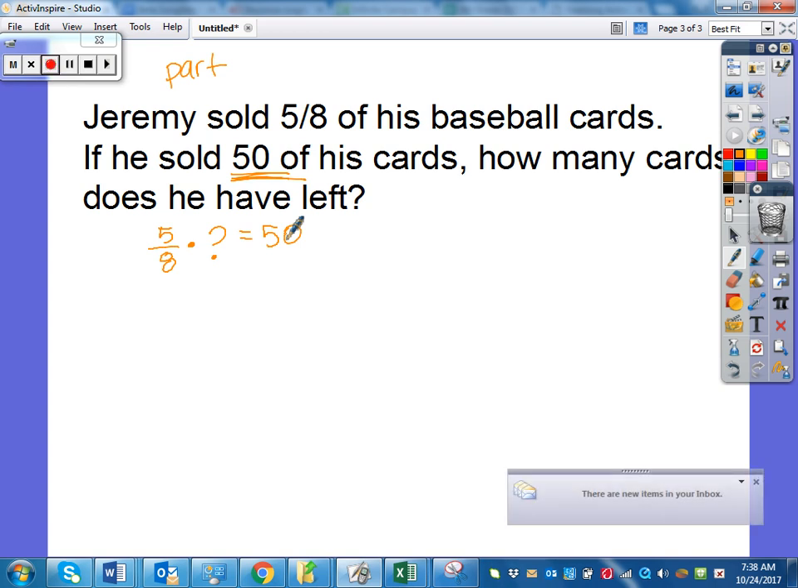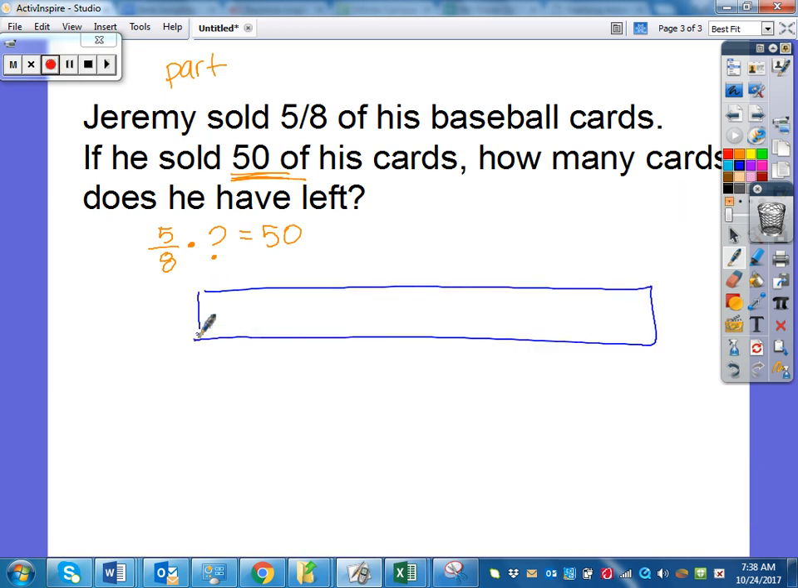For right now, I want to start off by doing a model. So I'm going to draw a large shape diagram, and I'm going to say he sold 5/8 of his baseball cards. So I know that I need to split my diagram into 8. Then I go through and I represent by shading 5/8 of them. 1, 2, 3, 4, 5. That's 5/8 of his baseball cards.